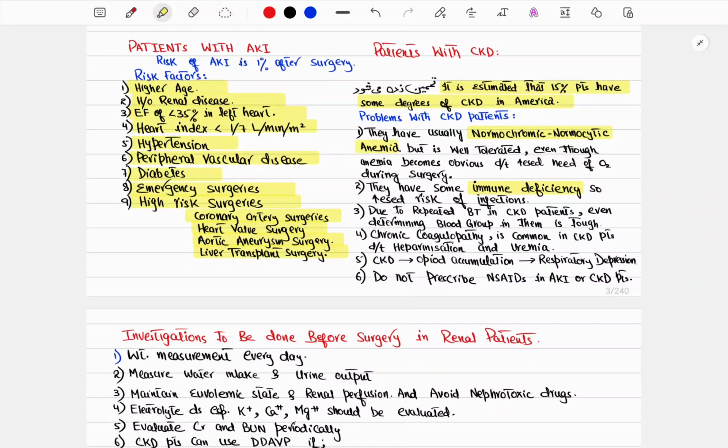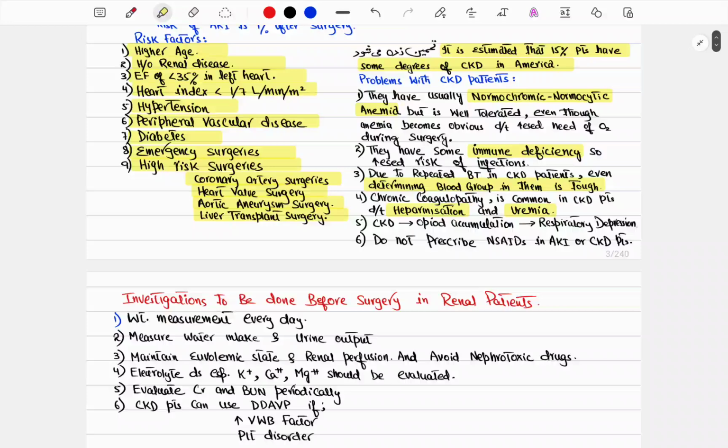Similarly, due to repeated blood transfusions in chronic kidney disease patients, it becomes very tough to determine the blood group in them. Chronic coagulopathy is also common in CKD patients due to heparinization and uremia. These patients have uremia, and they also undergo a lot of heparinization, so there is chronic coagulopathy.